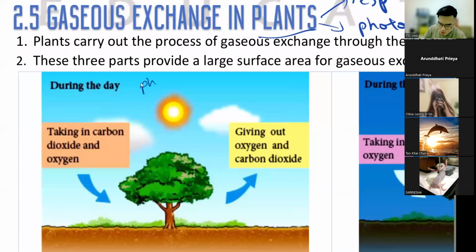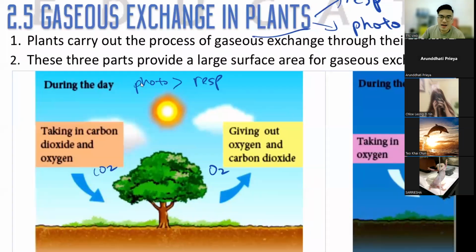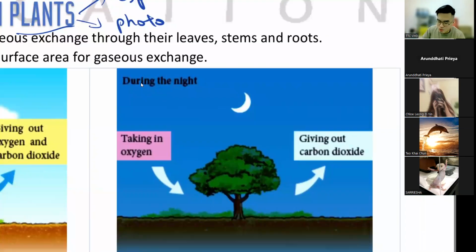Daytime, they will do more photosynthesis than respiration. So they will take in carbon dioxide and they will throw out oxygen. All right. And at night, the reverse will happen. They are doing more respiration than photosynthesis. So what's going to happen? They are going to inhale more oxygen and they are going to throw out carbon dioxide. Right? So in a way, you can say that at night, plants will absorb your oxygen.